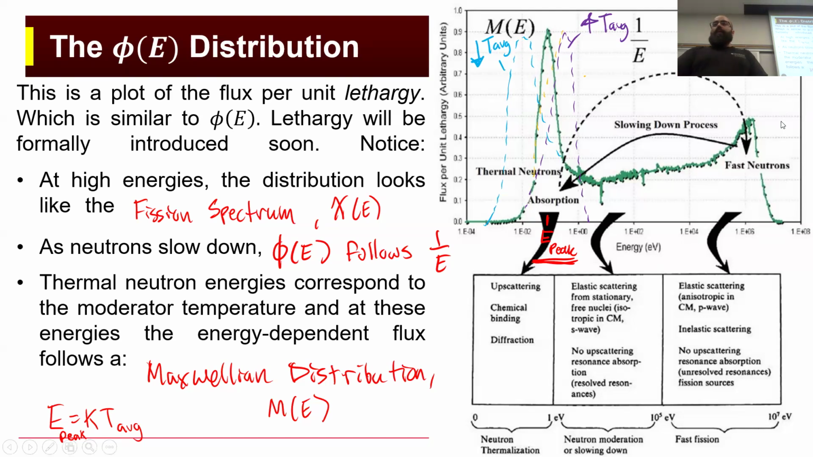The fission spectrum is like a nuclear physics phenomenon, right? Whatever energy our neutrons come out of fission at is not going to depend on the temperature of the materials. It's just going to depend on what kind of nuclide I have.